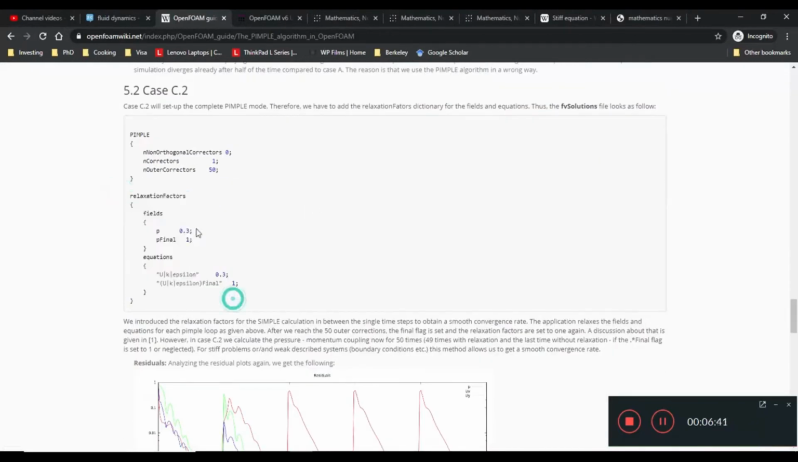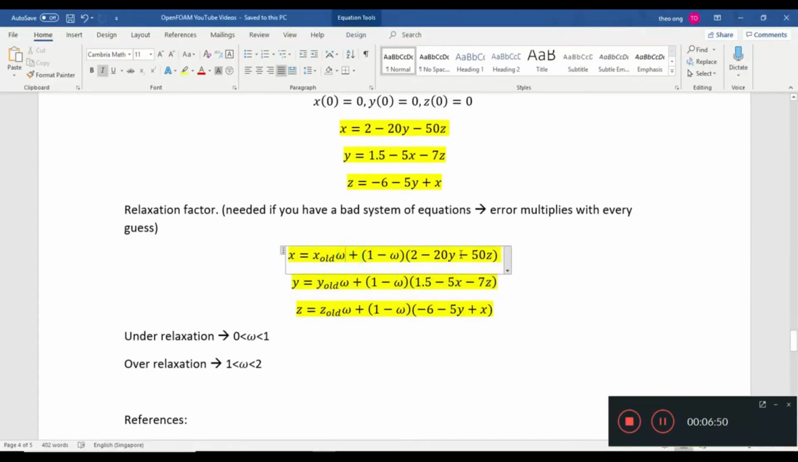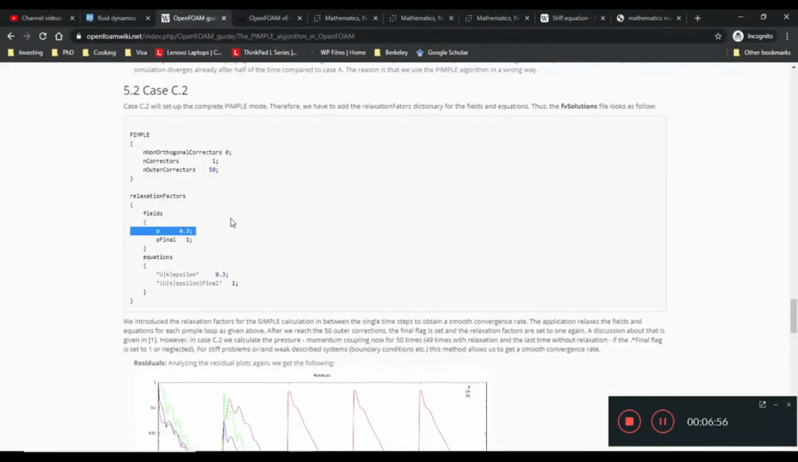So you can see for the field, for example, the pressure relaxation factor is 0.3. So every time, remember this, you have a pressure field and you have some system of pressures, you can have this omega, or the relaxation factor, equal to less than 1. So this is, remember, under relaxation. Under relaxation makes the thing more stable, but a bit slower. But it's okay to be slow as long as you get a stable solution.